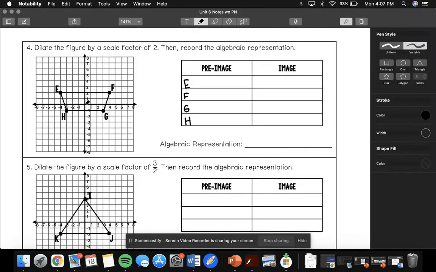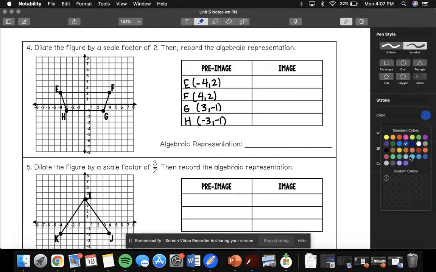Okay. So E is at (-4, 2). F is at (4, 2). G is at (3, -1). And then H is at (-3, -1).